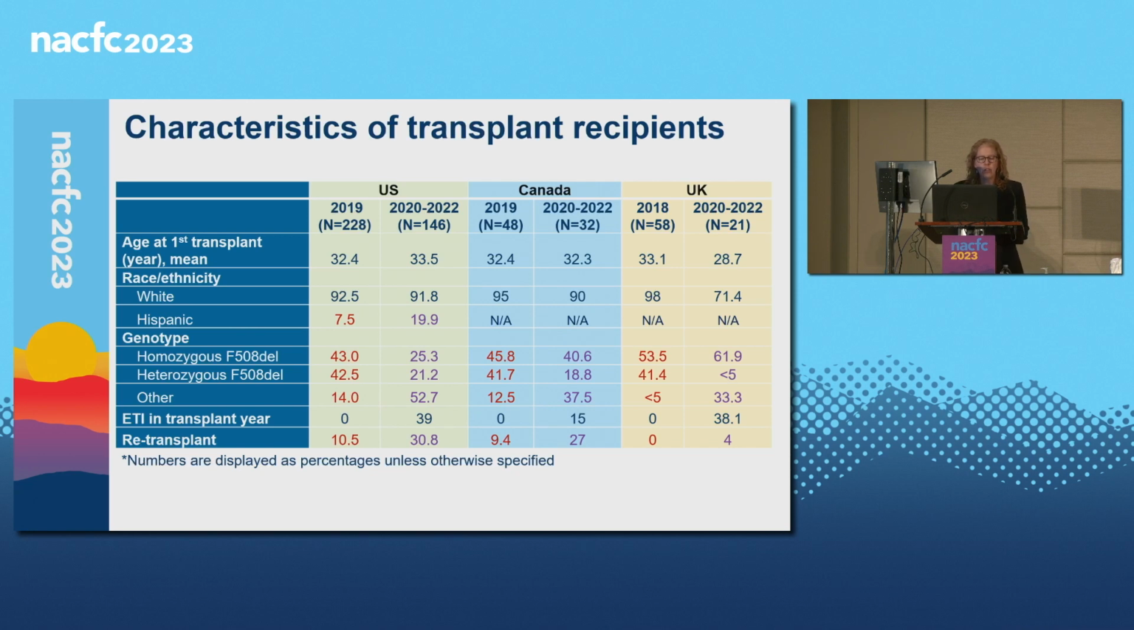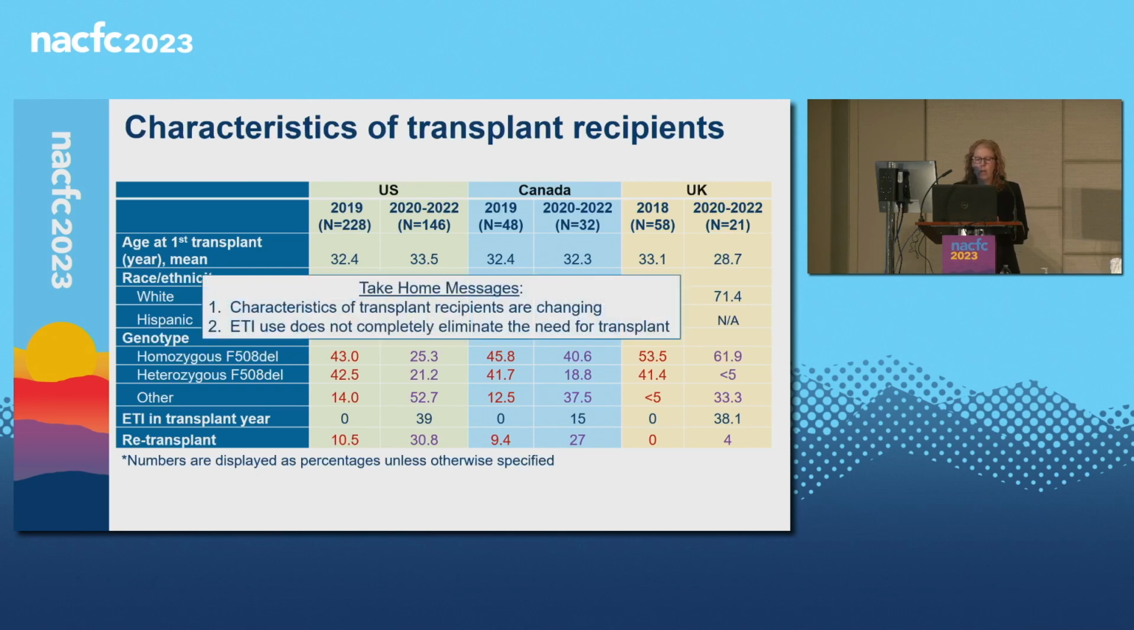And the other thing to note is that the retransplant proportions is going to increase as well. So we have a cohort of individuals who have already received a transplant, and those people may go on to develop chronic rejection or CLAD and be needing a second transplant, sometimes even a third transplant. So I think those individuals are going to be people that are moving towards transplant. So the take-home message here is just the characteristics of transplant recipients are changing. ETI does not completely eliminate the need for transplant.